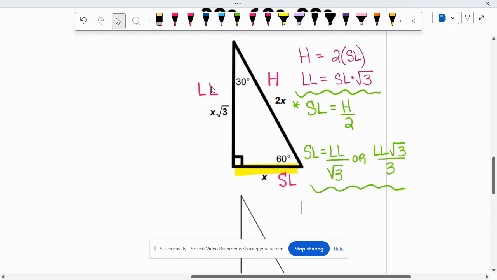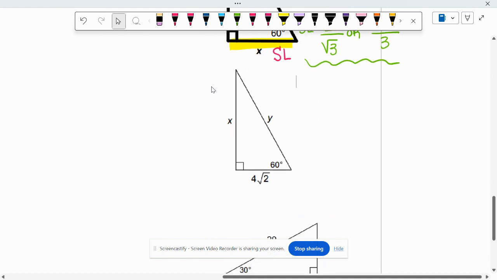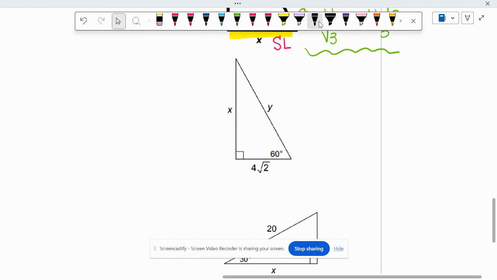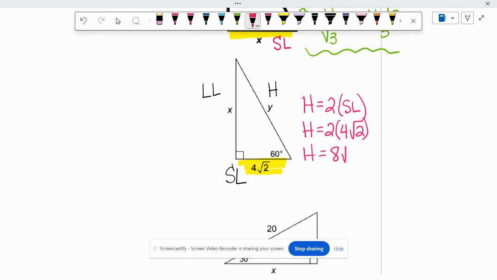Okay, so let's do 2 examples using those 2 special rules that we just wrote up top. The first one is really basic. I'm given a short leg. So I know that this is my short leg, this is my hypotenuse, and this is my long leg. If I'm given the short leg, which I am, I know that the hypotenuse equals 2 times the short leg. So my hypotenuse equals 2 times 4 root 2, which means my hypotenuse is 8 times the square root of 2.